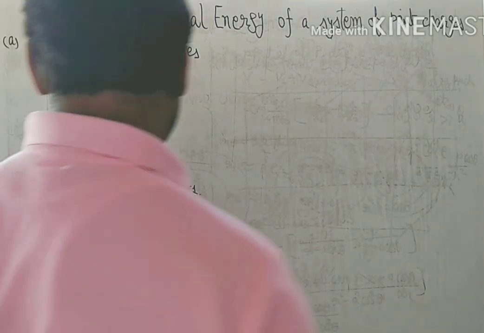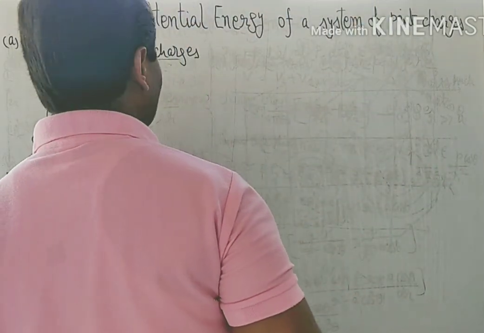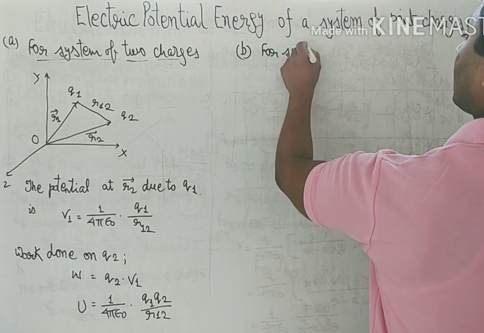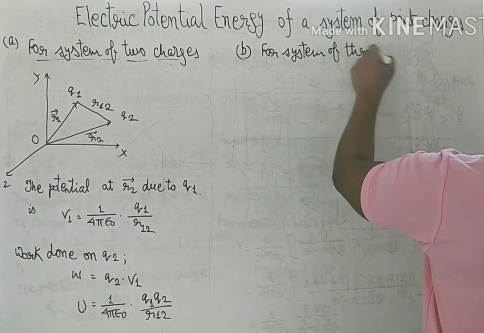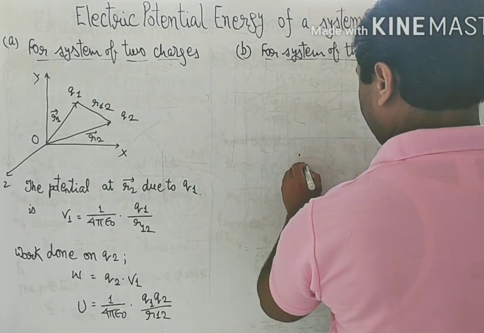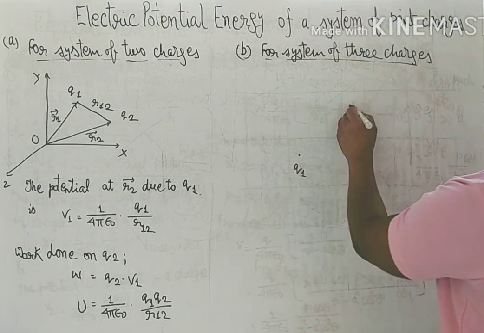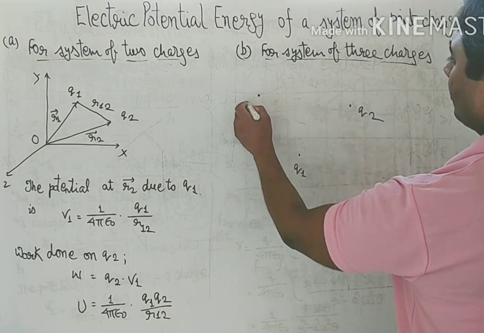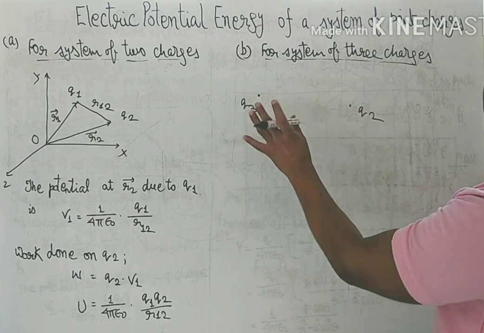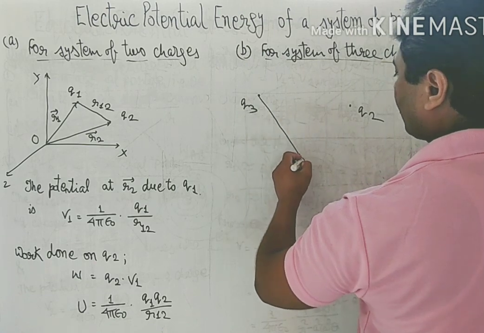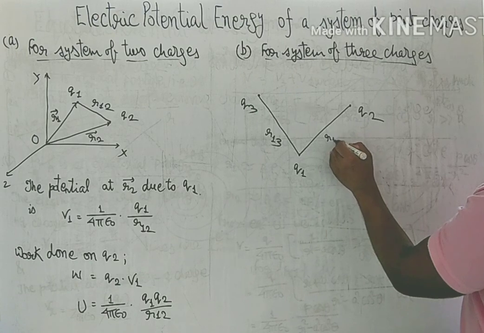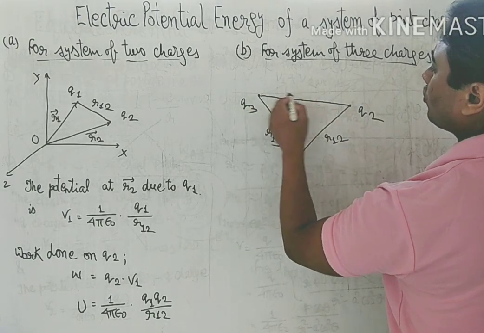Now we can have the same for a system of 3 point charges. Suppose we have 3 point charges, namely q1, then here q2, and finally here q3. With reference to some origin, q1 will have position vector r1, this will have r2, and this will have r3. The distance of q3 from q1 would be written r13, the distance of q2 from q1 will be written as r12, and the distance of q3 from q2 will be written as r23.